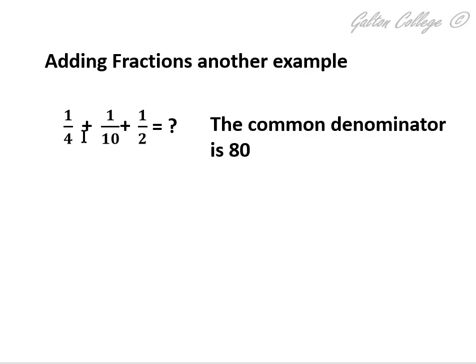Here we want to add a quarter plus 1/10 plus a half. Well, if we multiply the denominators here, we'll get 80. 4 times 10 is 40, and twice 40 is 80. It's a big number, 80.